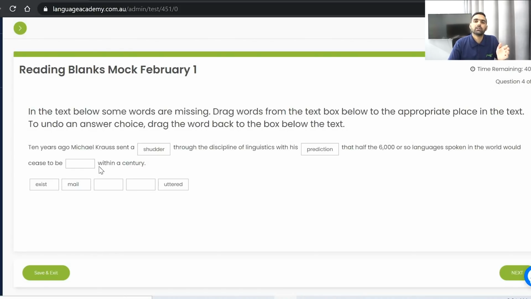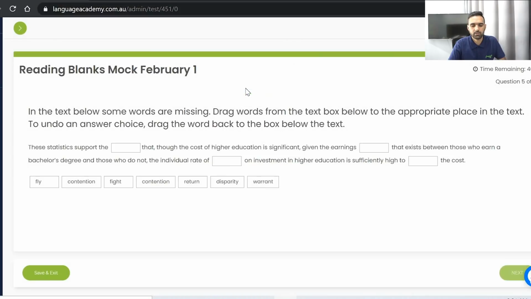Now, languages will be spoken. This is to be completed. With be, you're likely to use an ed word, right? How many words do we have ending with ed? Uttered. Uttered means spoken in not a very positive context. This will be the right answer. That's it. Let's have a look at the next one as well, please.